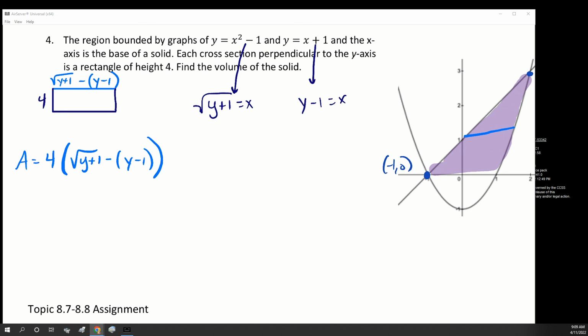Do I square anything on this one? No. That area is just base times height. I don't multiply anything by itself, so nothing is being squared. So my volume, I'm going to put that 4 out in the front. What am I going to go from?